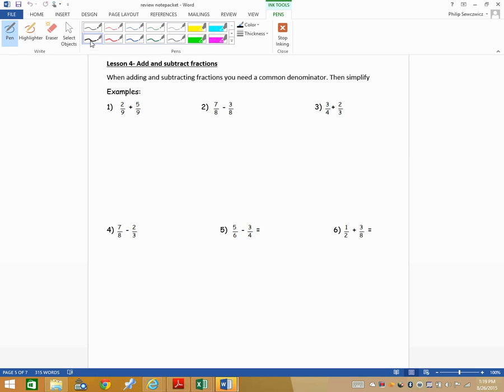All right, let's get ourselves started here. We are looking at lesson number 4, which is adding and subtracting fractions.